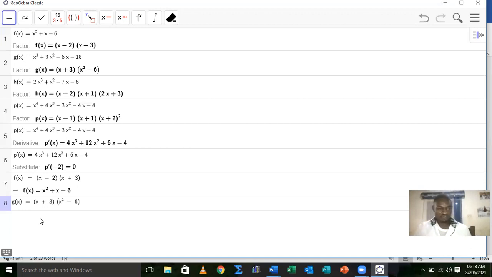And what I'm trying to show here is that when you have a function that has already been factorized, that function can be expanded to obtain the required polynomial. In the CAS submenu, you can still do the expansion without necessarily writing down anything. Okay.